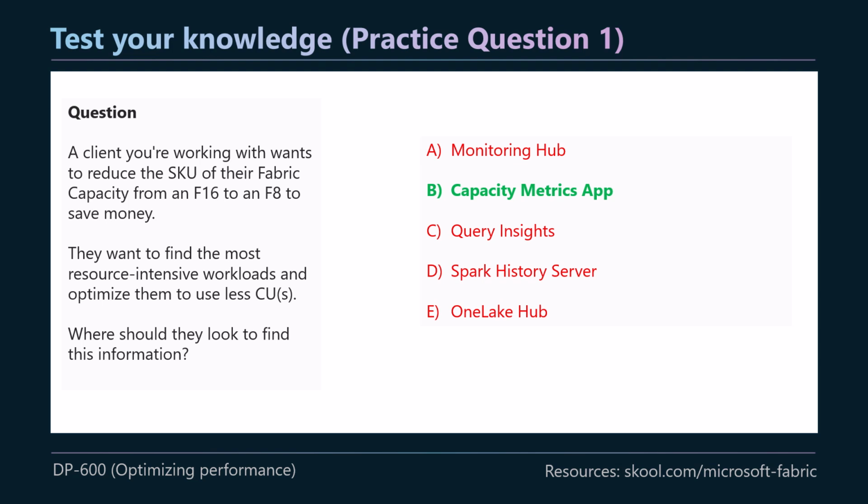So the answer is going to be your capacity metrics app. We can look at all of our Spark jobs, our data warehouse operations, and our data flows, and we can come to conclusions about which of these are good candidates for refactoring or optimization. Now, all of the others might be useful for understanding performance of specific workloads within Fabric, but the capacity metrics app is the only one here that converts that into capacity units, right? And that's the important part of the question to understand.